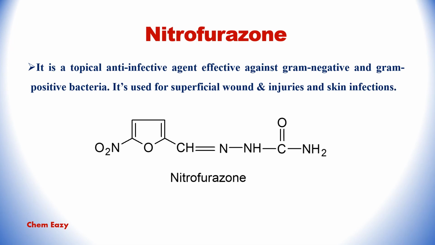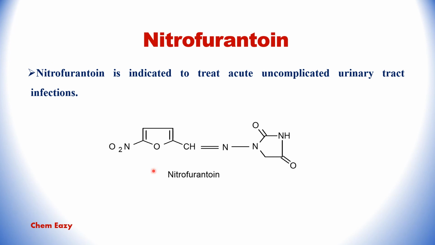Second example is nitrofurazone. You can see the furan nucleus here. This compound is nitrofurazone. This nitrofurazone is a topical anti-infective agent effective against gram-positive and gram-negative bacteria. It is used for superficial wounds and injuries and skin infections. In nitrofurantoin, the furan nucleus is present here. This nitrofurantoin is indicated to treat acute uncomplicated urinary tract infections.